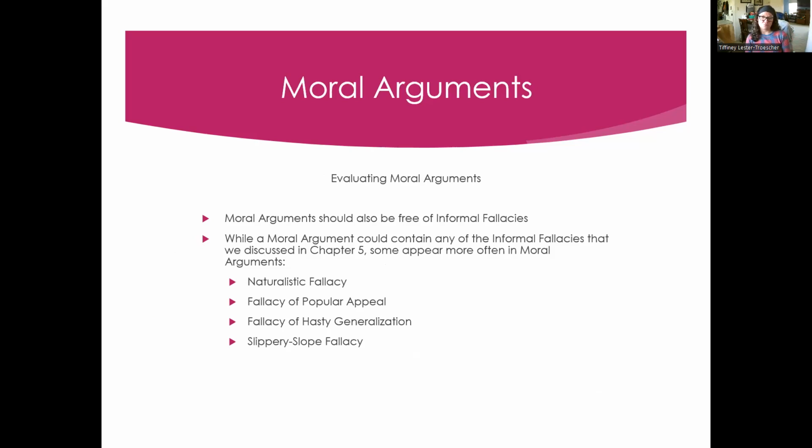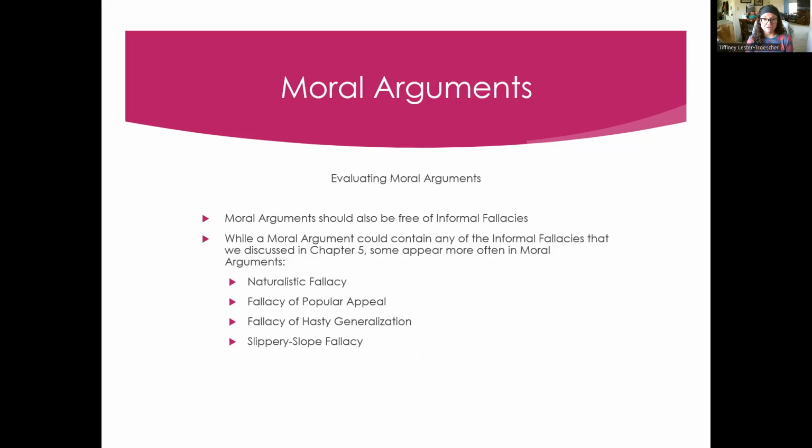Evaluating moral arguments. Oh boy. All right, so we have looked at how to evaluate different types of arguments. We looked at all the different informal fallacies that can show up in an argument. We looked at recognizing argument in general. We've looked at inductive arguments, deductive arguments, right? We have talked quite a bit about evaluating argument. And the fact is it's no different when it's a moral argument.